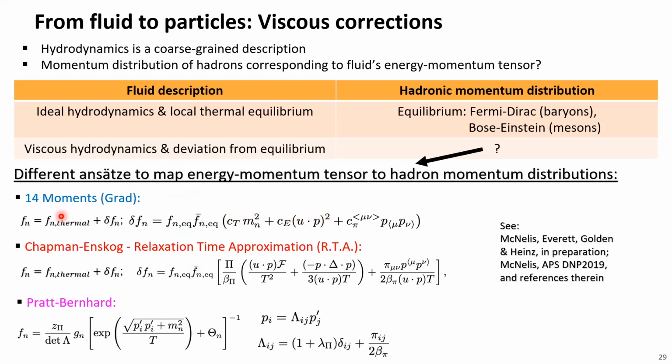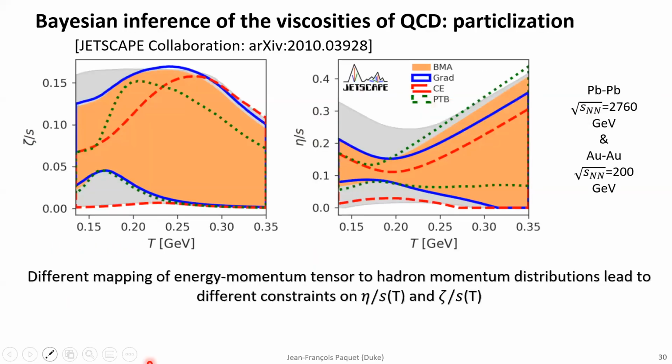You have this 14-moment approximation. You have a certain solution of a Chapman-Enskog using the relaxation time approximation. This is a different model that has been investigated at Duke. And what we did was, short of knowing exactly which one is the best description of what happens in QCD, we can simply try all three models and see how much it affects our constraints on the viscosity.